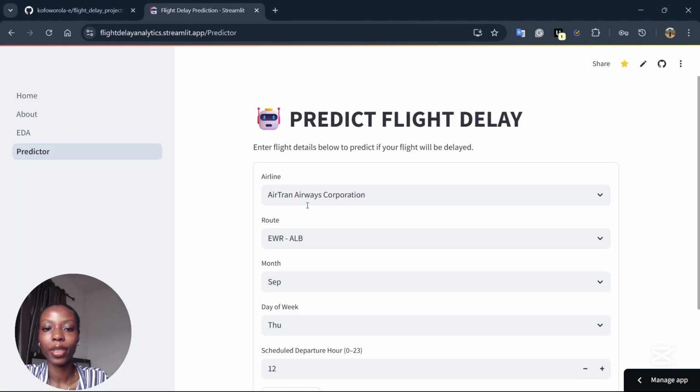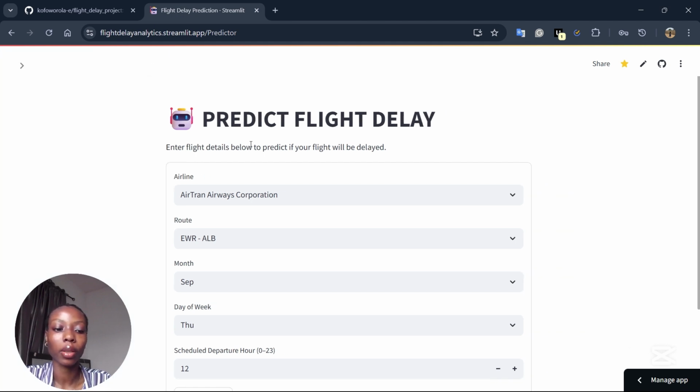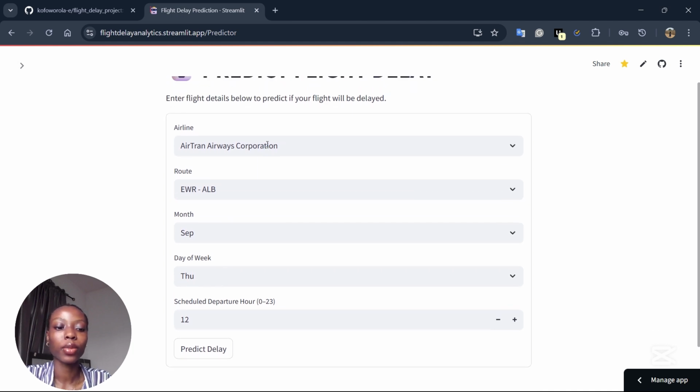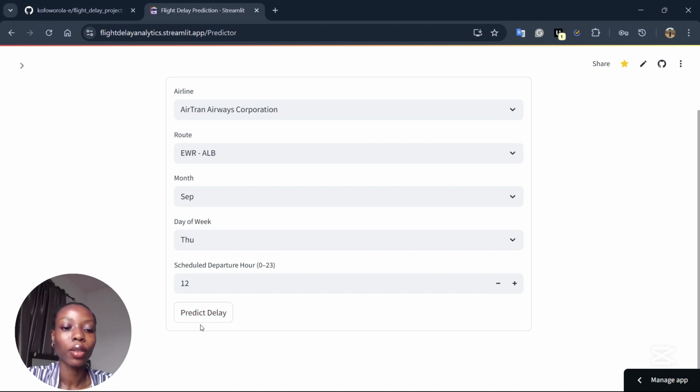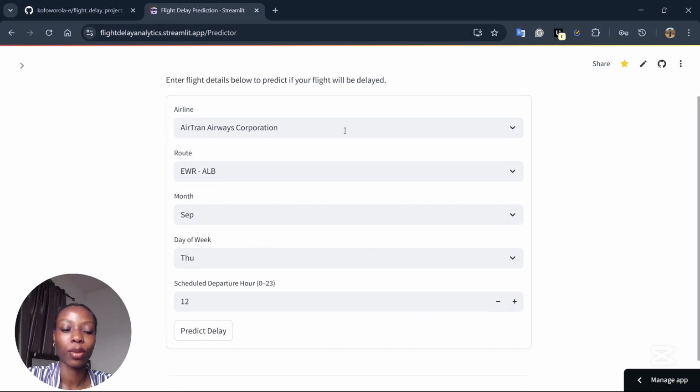So moving on to the predictor section of this Streamlit app. On the sidebar here, we have the selector for that, and this is the predictor page that we are on right now. This is the interface where you input your flight details and then click on the predict delay button to get a prediction of whether your flight will be delayed by 15 minutes and above at departure, at arrival, or both. So let's go through a quick demo.